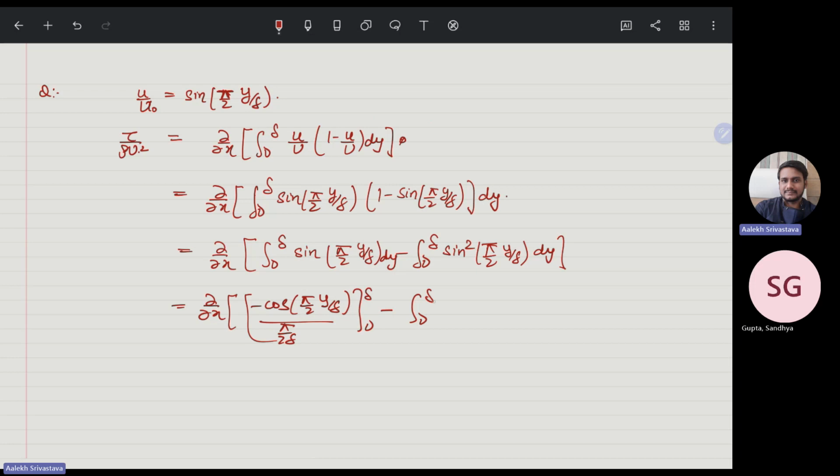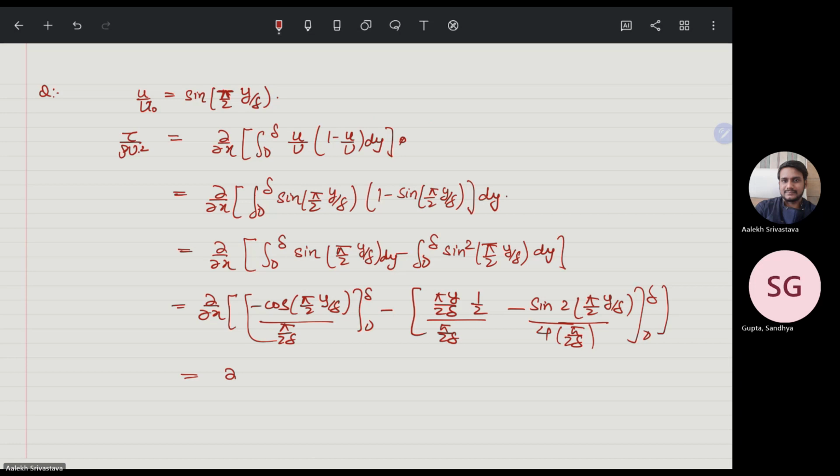So if you just integrate it, cos 2 times, you will make it 1 minus sine 2 theta, and you just solve it. You will get pi y by 2 delta, 1 by 2 by pi by 2 delta, minus sine 2 times pi by 2 y by delta by 4 pi by 2 delta. So this is 0 to delta.